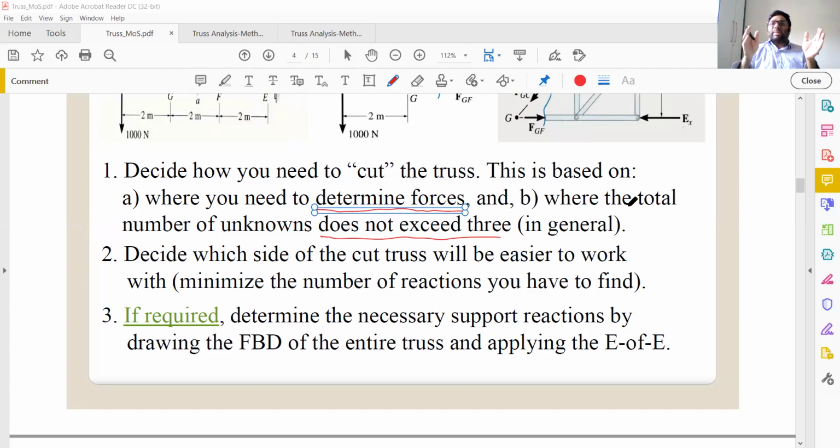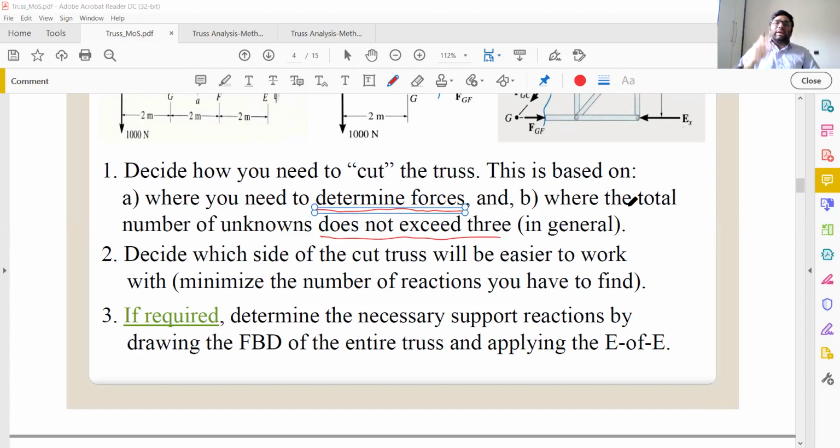Because on the right side, how many members do I have? 22 members. And on the left side, I have only 8 members. Okay, left, I have 8 members. Right, I have 22 members.